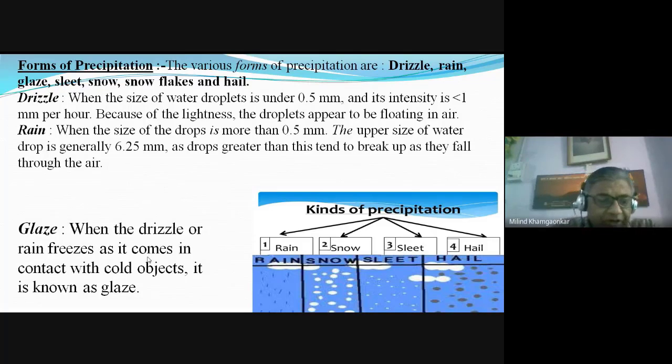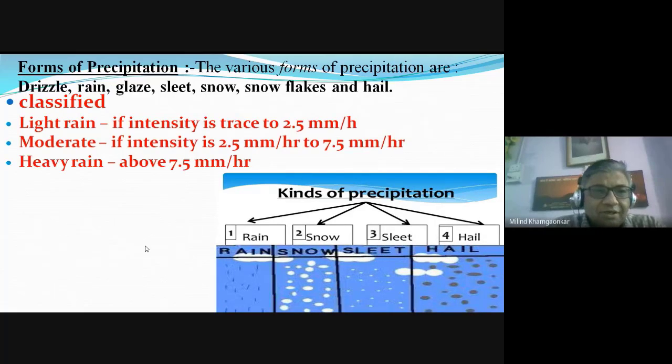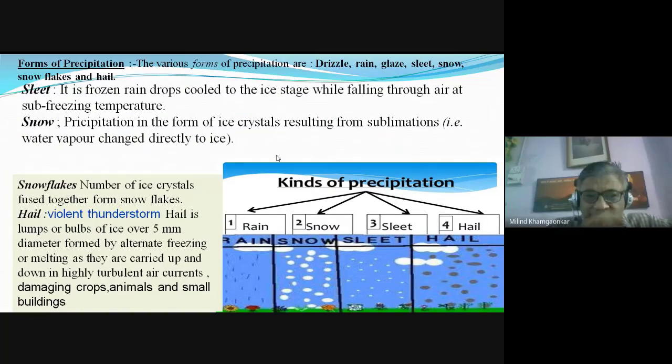When the drizzle or the rain freezes and gets converted into ice flakes, it is called glaze. The rain, or the precipitation, rainfall, is further divided into three parts: light rain, moderate rain, and heavy rain, again depending on the rainfall intensity.